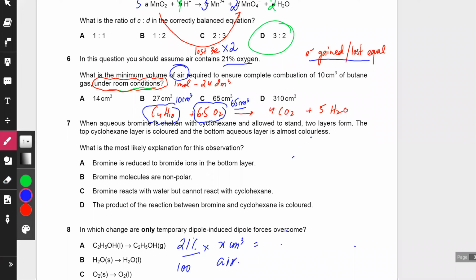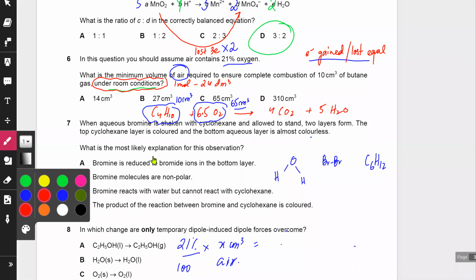Now you have water, you have bromine, and you have cyclohexane, C6H12. Can anyone tell me which one of these is polar? Water is polar, and it's very strongly polar. Water does hydrogen bonding, so it's a very polar molecule. Okay, is this clear?